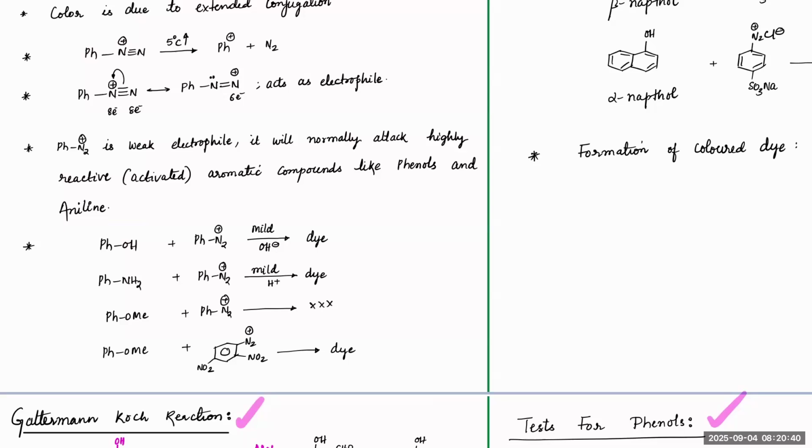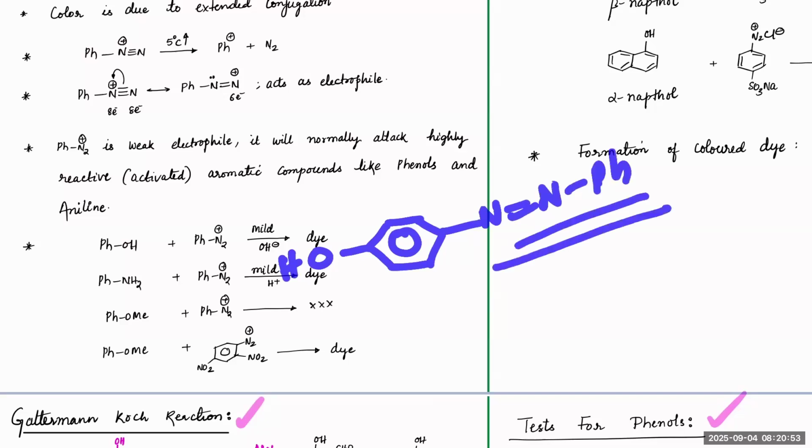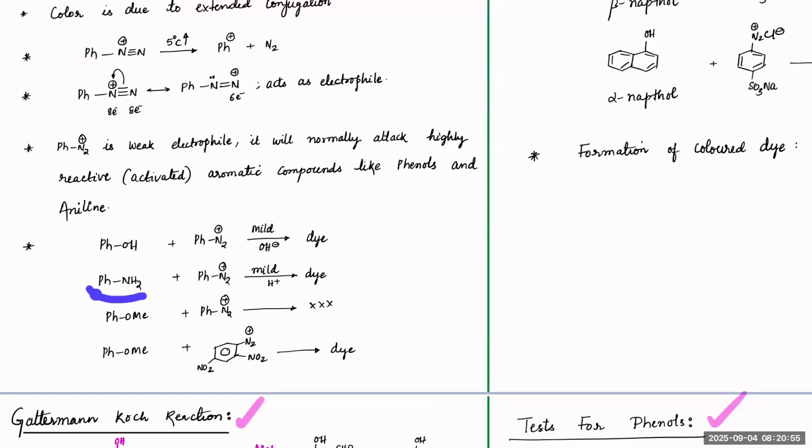a dye. So that is if you have phenol here like this, correct? So let's say I have a phenol on this side. So I'll get this as N double bond N and Ph. This is the one which you will get, correct? Aniline will also give you dye. But methoxybenzene, which means anisole, that is not giving it because this is not sufficiently activated.